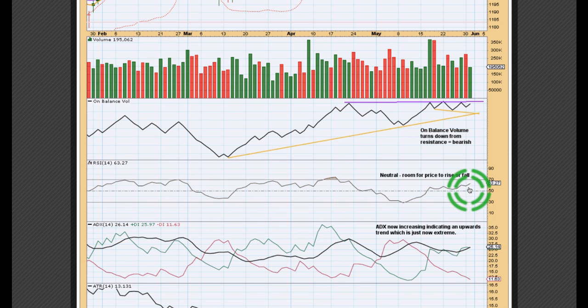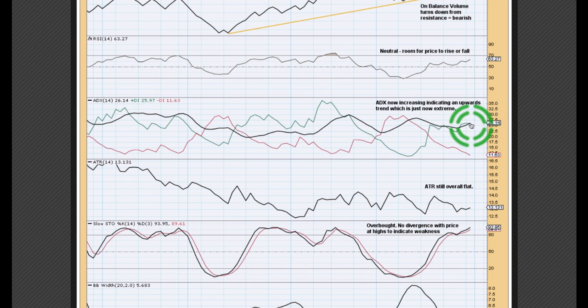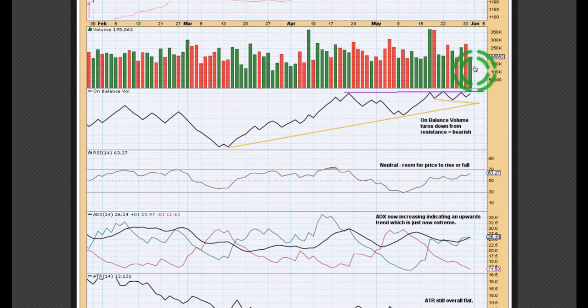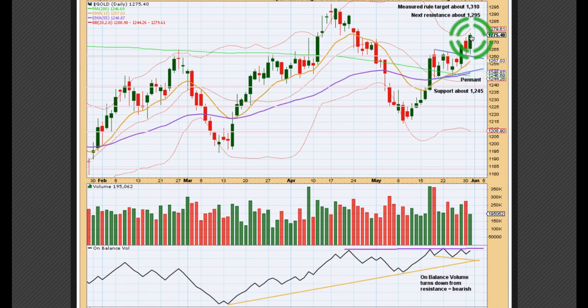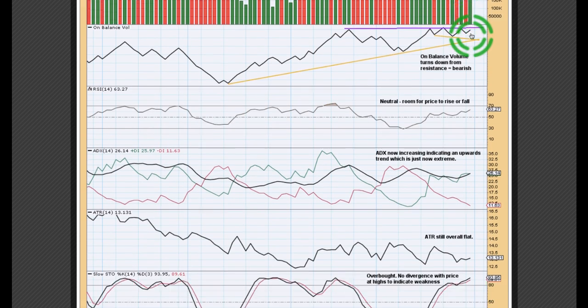RSI is still not overbought, so there's still further room for price to rise, but ADX now, just today, is extreme. The black ADX line has just crossed above the green DX line, and that tells us that the upward trend at this stage is now entering into extreme territory. Still a little bit further it could go though, and ADX could rise higher as price continues up until it reaches 35, so it could still continue for a few more days, but it is entering extreme territory. That, in conjunction with weak volume and on balance volume being really close to resistance, looks like a high is either in place here, or look out, it could be coming up really soon.